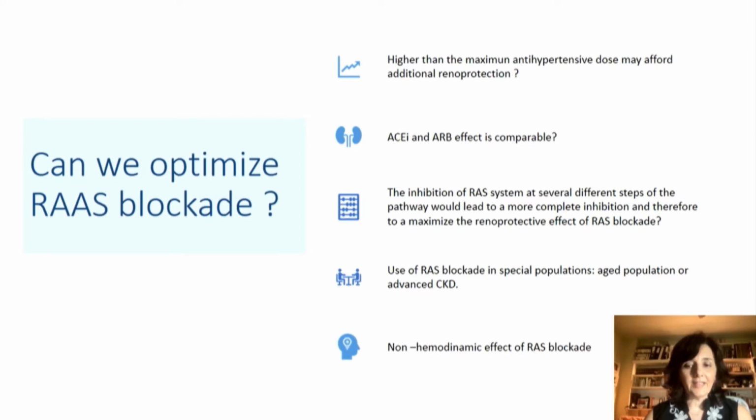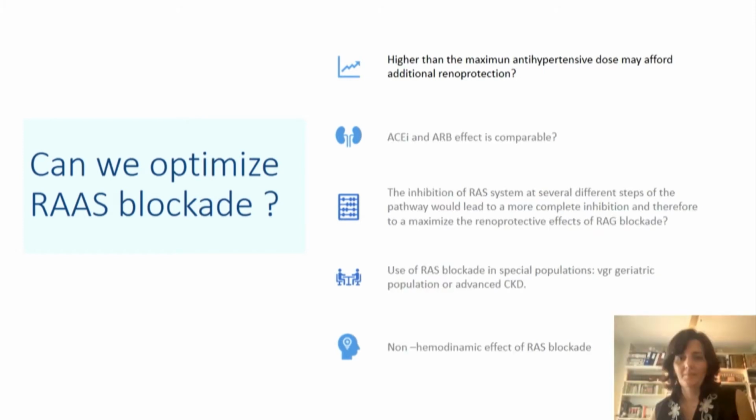Can we confirm that the conclusions of the previous clinical trials can be extended to a specific population, such as the elderly population or the advanced CKD population? We should be aware that both are usually excluded from clinical trials. And finally, do ACE inhibitors and ARBs have an additional effect beyond the hemodynamic effect? So let's move on to the first question.